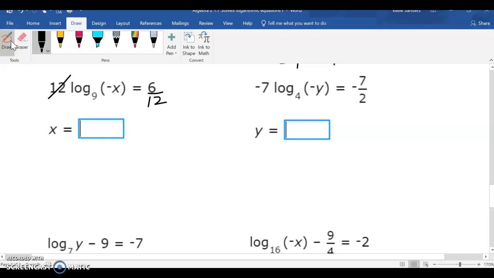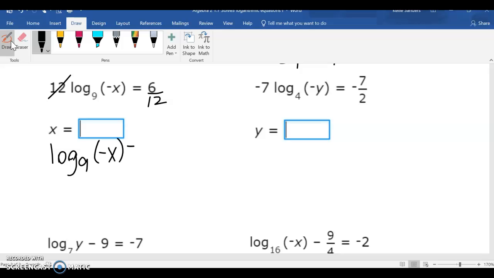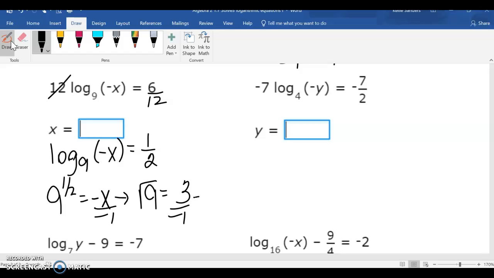Divide by 12. Log base 9 of negative x equals 1/2. So 9 to the 1/2 equals negative x, which means that's the square root of 9 to get 3. But since the x is negative, we divide by negative 1 and get negative 3.